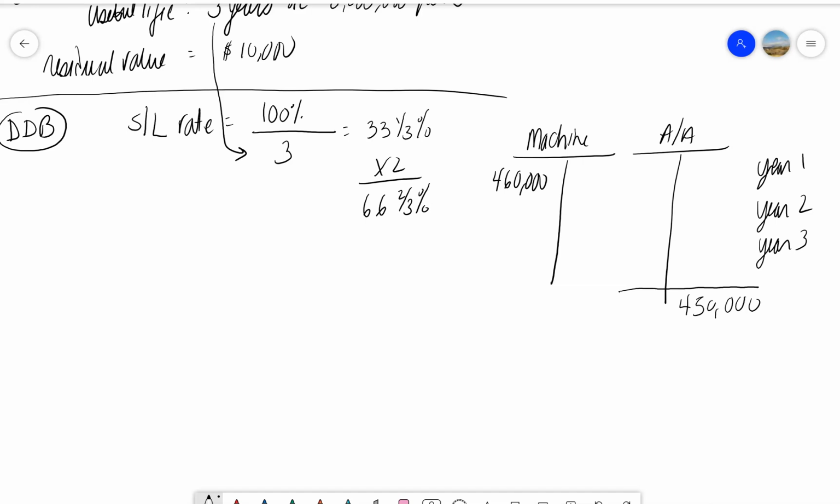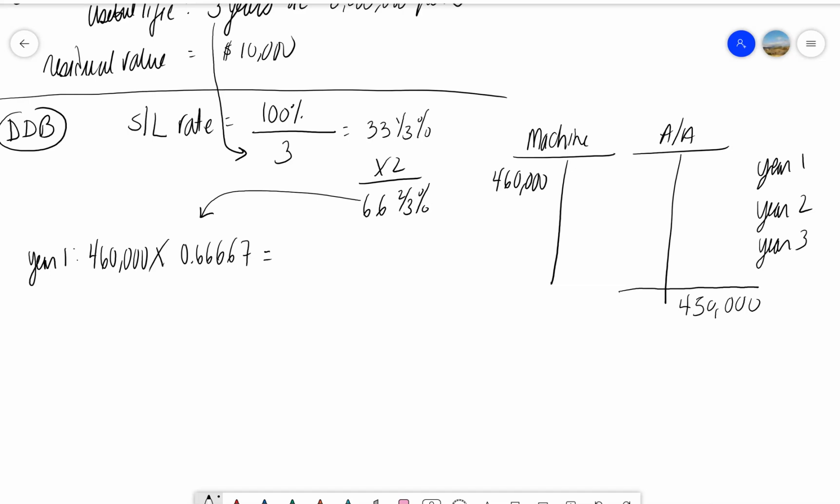So what we do then is in year one, we take the book value of the machine. Now, the book value is going to, because we haven't recorded any amortization yet, we're going to just take the original cost of $460,000 and multiply that by our double declining balance rate. So we multiply it by 0.66667. That's 66 2/3%. And we'll just round it to the nearest dollar.